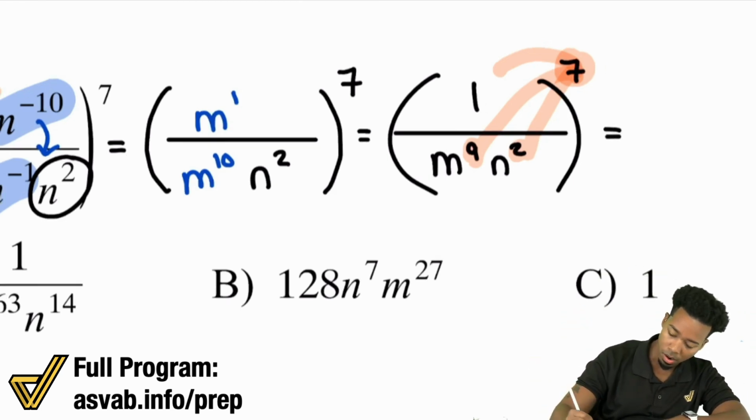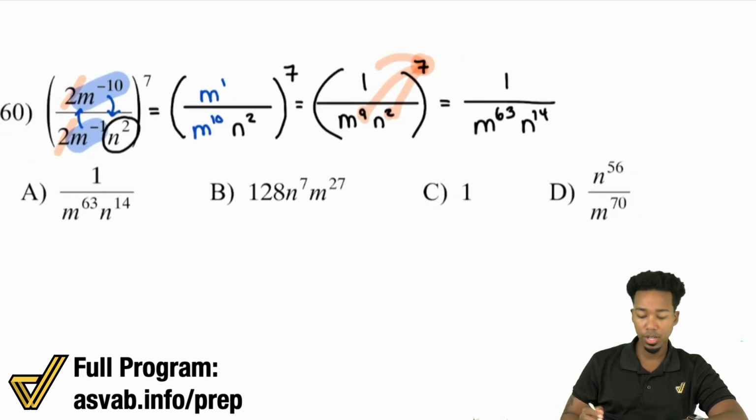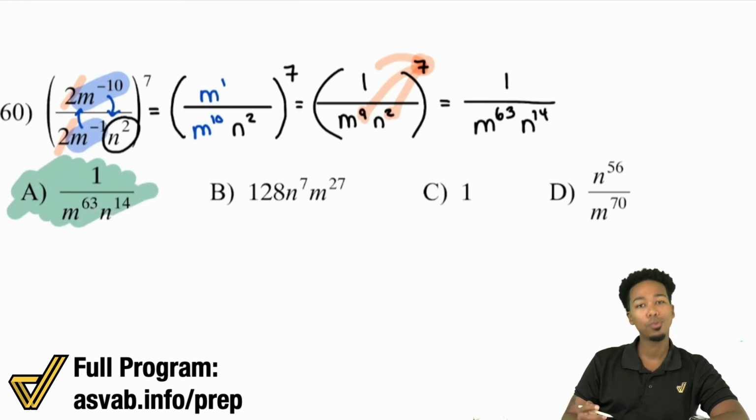We are good. And then from there, m to the power of 9, and then 9 times 7, that's going to be m to the power of 63. And then n squared to the 7th power will be n to the power of 14. So there's our answer there, and we see our answer here in answer choice A, and we're set.